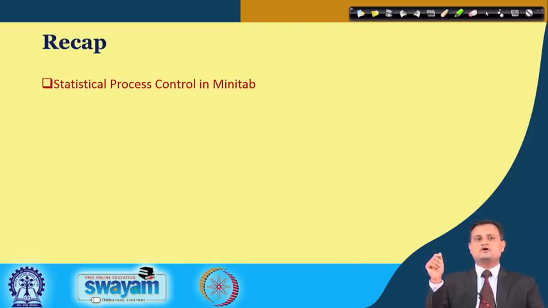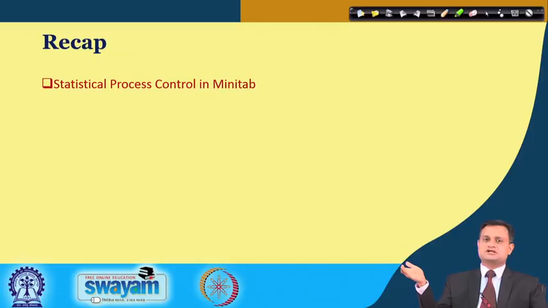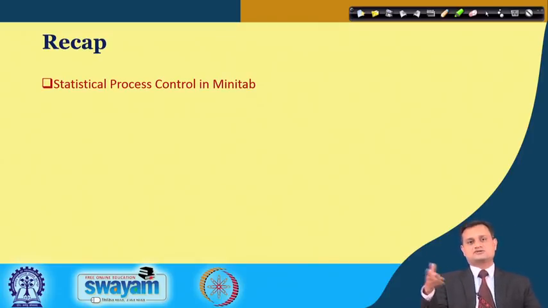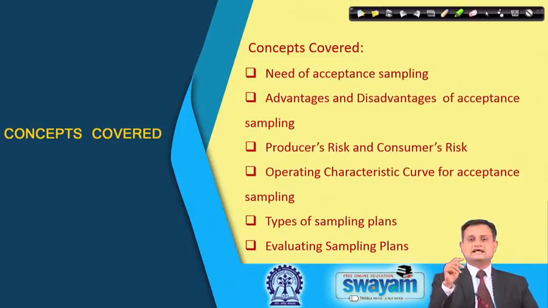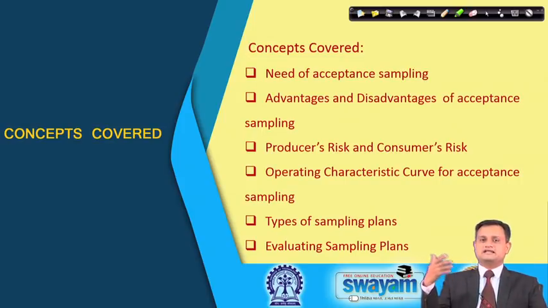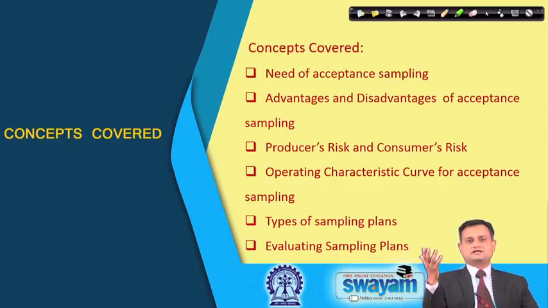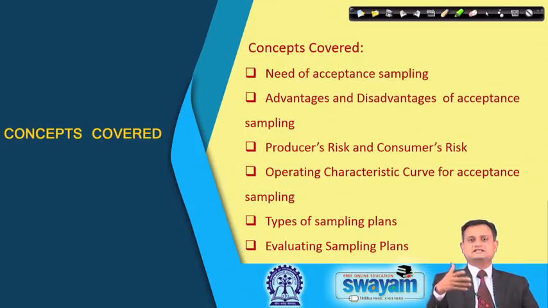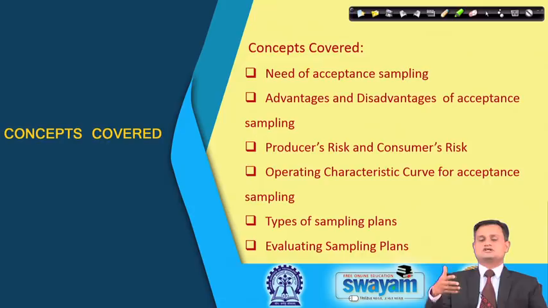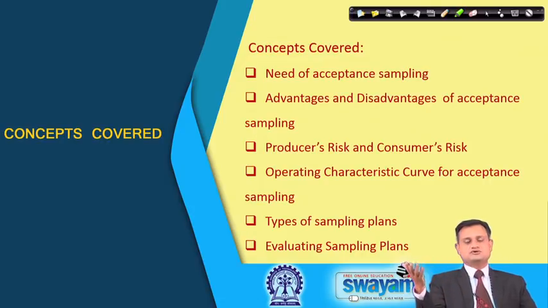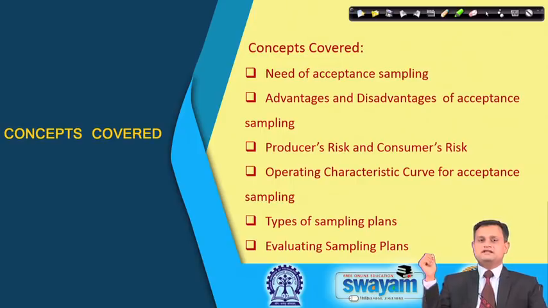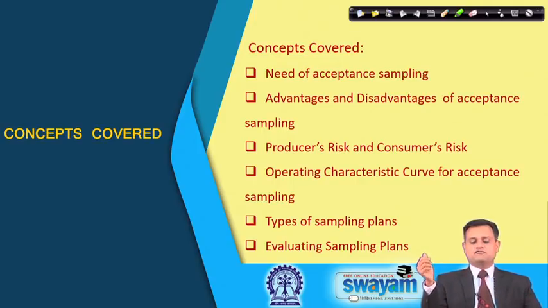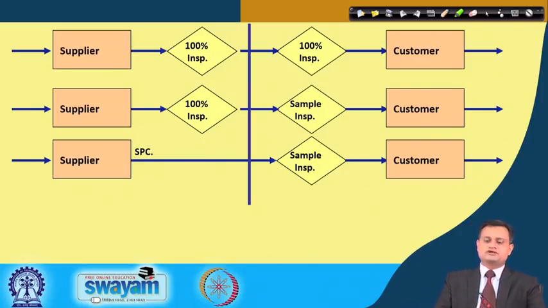Last lecture, if you recall, we had seen the detailed application of Minitab for variable control charts as well as attribute control charts, and now in this lecture we will try to appreciate the various concepts specific to acceptance sampling. So just see the need of acceptance sampling, advantages, disadvantages, producer's risk and consumer's risk. Some new terminology you will be familiarizing with, the operating characteristic curve for acceptance sampling, types of sampling plan and evaluating sampling plans. Now just try to appreciate this figure and what it tells.